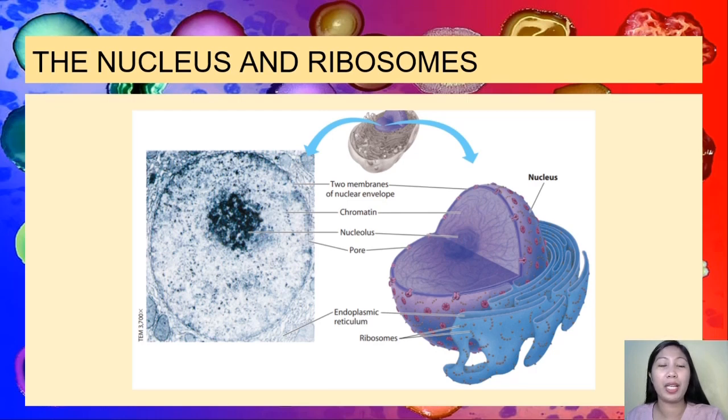Enclosing the nucleus is a double membrane called the nuclear envelope. The nucleolus, a prominent structure inside the nucleus, is the site where a special type of RNA called ribosomal RNA is synthesized according to the instructions in the DNA.